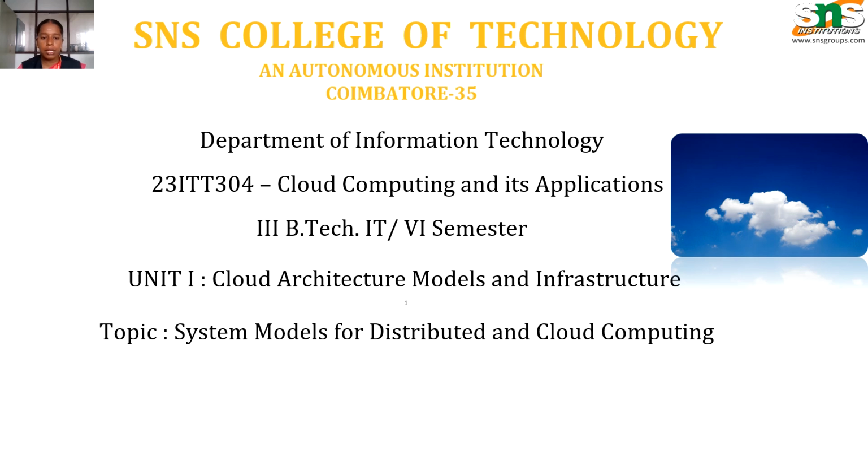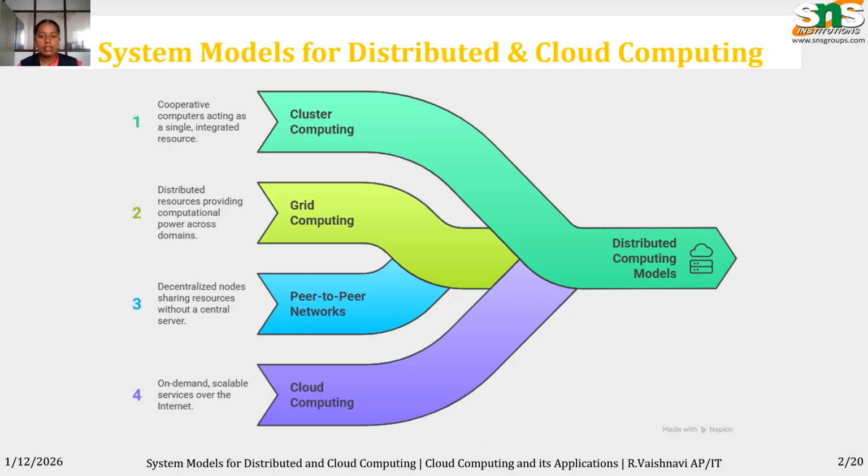Now we are going to see about the system models for distributed and cloud computing and its applications. System models for distributed and cloud computing: we have four major models. First one is cluster computing, second one grid computing, third one peer-to-peer networks, fourth one cloud computing.